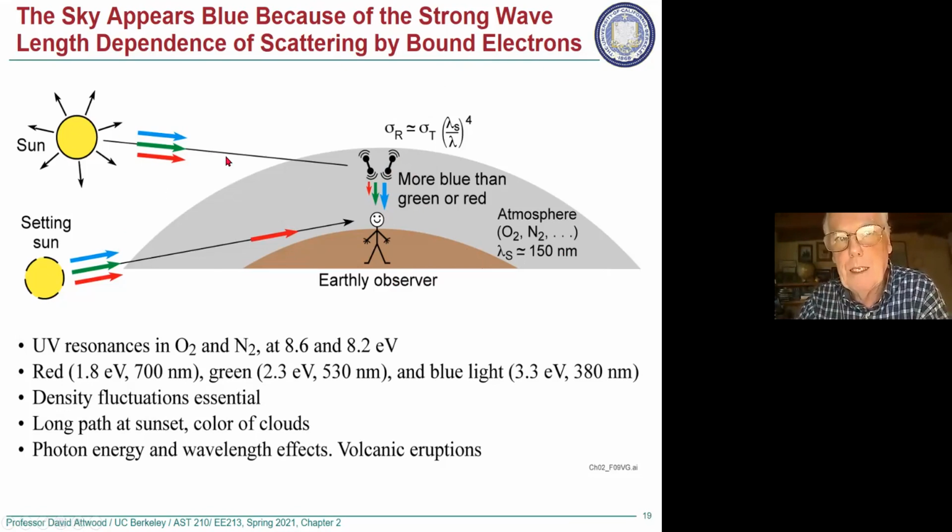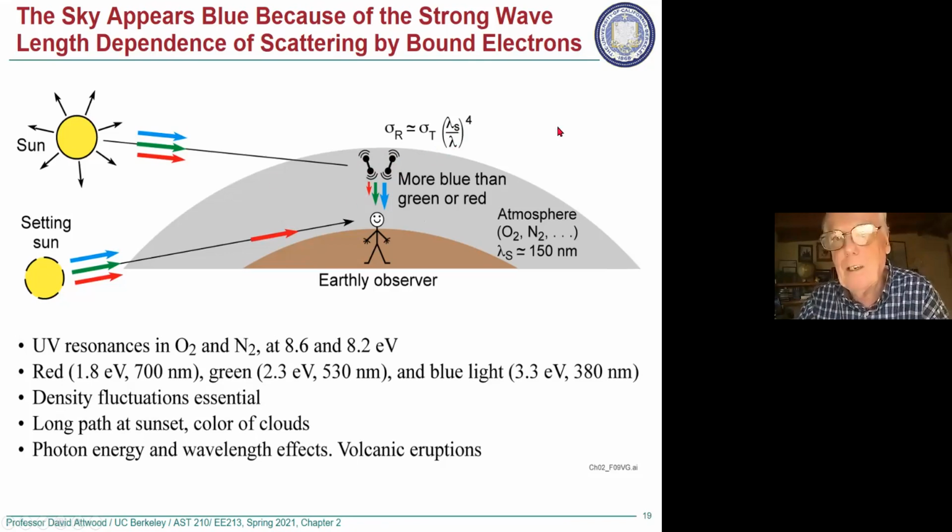If light is coming in from the sun with all equal measures of all three wavelengths shown here, red, green, and blue, the bound electrons in those oxygen and nitrogens are oscillating up and down. But their acceleration is much stronger for the shorter wavelengths, and therefore they radiate more, and it's to the fourth power. So many of those bound electrons in those molecules are radiating.